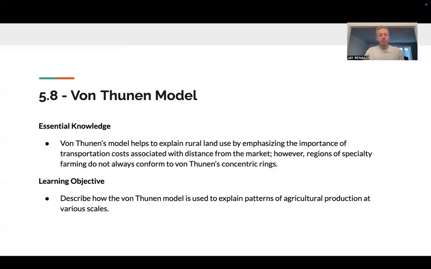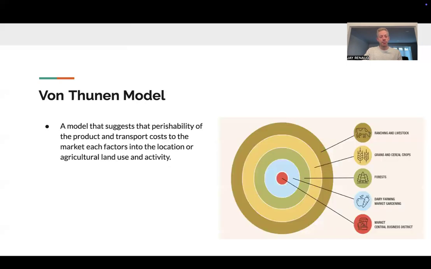Von Thünen model. All right, here we go. We can apply von Thünen to the bid rent theory, and I'm going to simplify this and make it as easy as possible for you to understand. Here it is. This is the von Thünen model. Concentric rings. Just know that. It's concentric rings. This was a model created in Germany in the 1800s, all about the market, the city in the center, and then the type of farming that would take place surrounding the city in concentric rings.